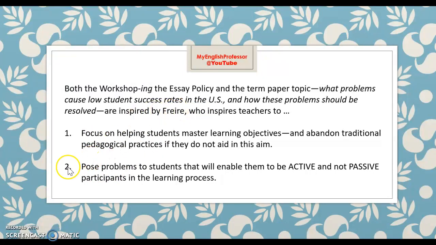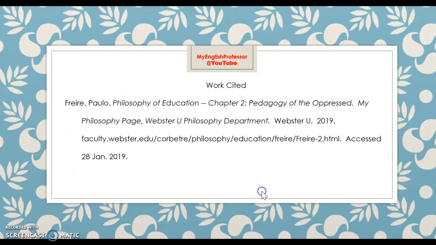And he also teaches me, number 2, to pose problems to students when I teach. And these problems will enable them to be active and not passive participants in the learning process. I don't want to take on the I talk, you listen teacher mode, which is very traditional. I want a different pedagogical practice that Paulo Freire has taught me, and that's to pose problems to you that allow you to think and ask questions and take some control. And of course, that's important.